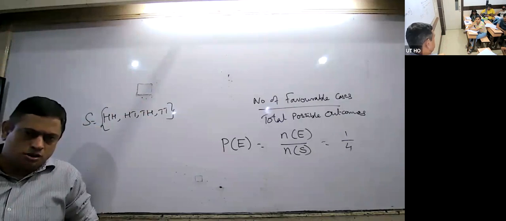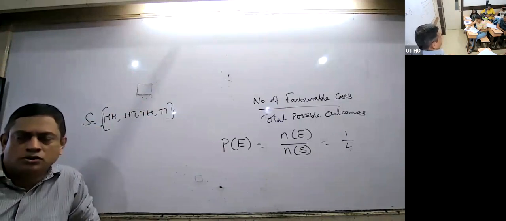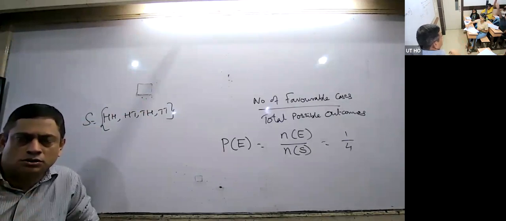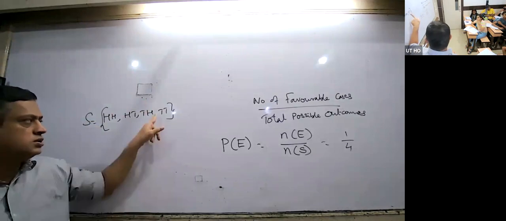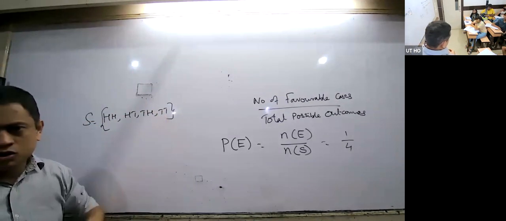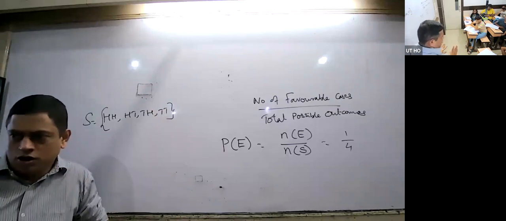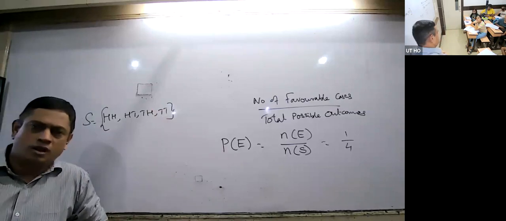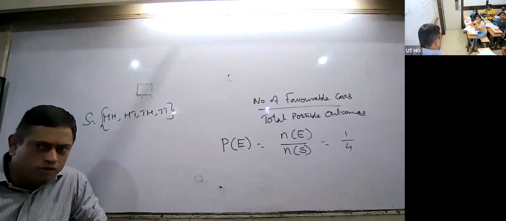Next. What is the probability of getting no head? Naira: 1/4. No head means TT. That is equal to how much? 1 divided by 4. Are you followed now? Yes, sir. Okay. Understood, all of you? Now listen carefully and you tell.